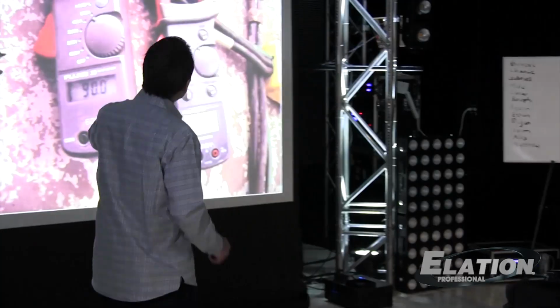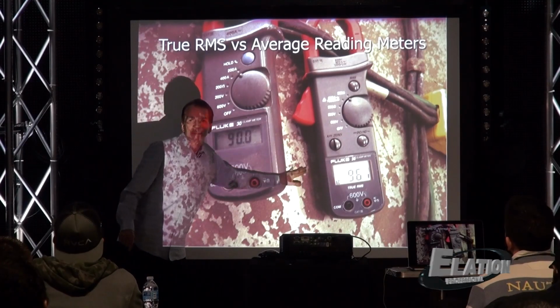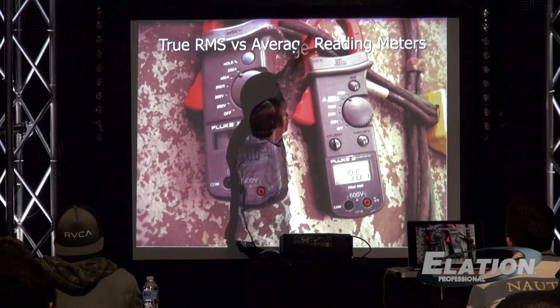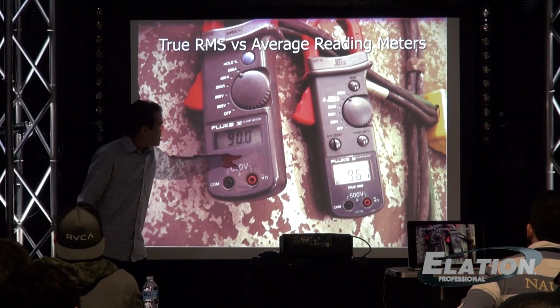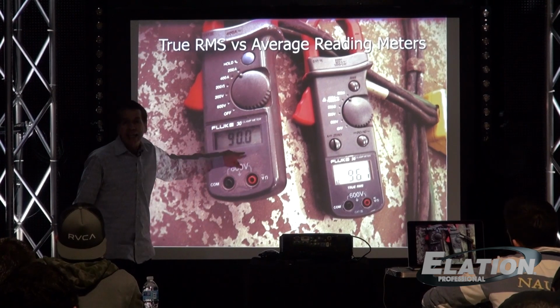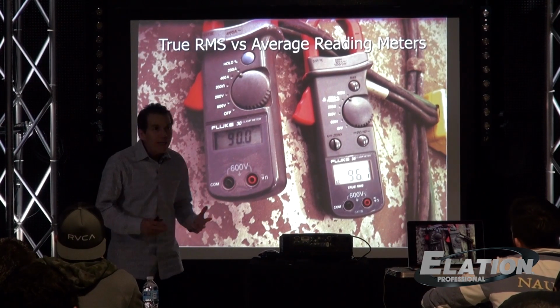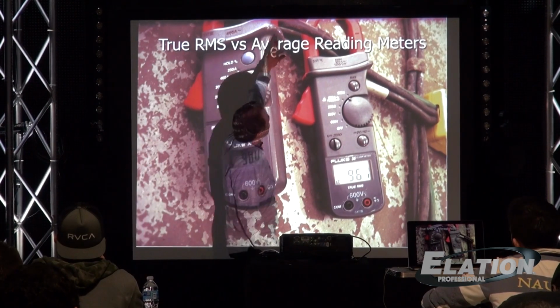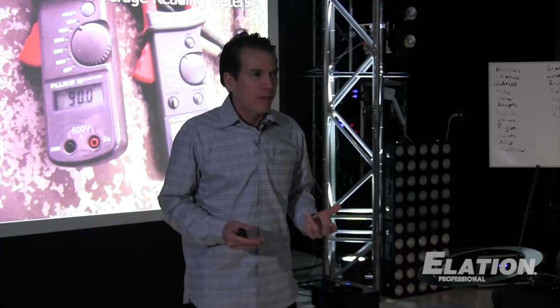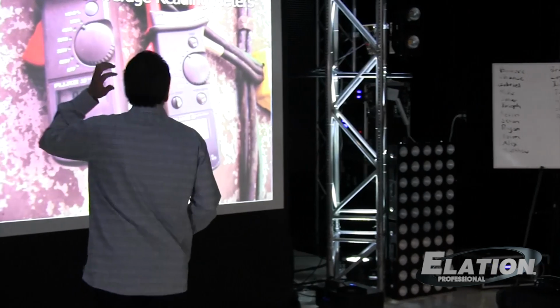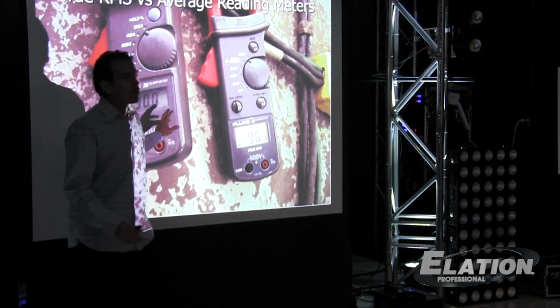For example, here's a picture of two meters, and they're measuring the same conductor. This one says true RMS, and it says 96 amps. This one does not say true RMS, it says 90 amps. Why? Because the current going through here is not a pure sine wave. And that causes reading errors between a true RMS reading meter and an average reading meter.